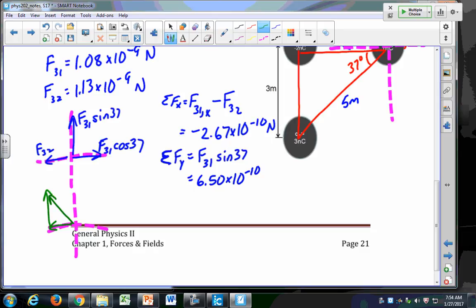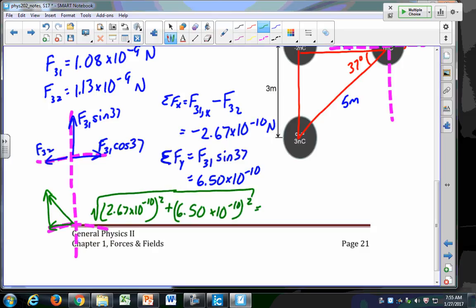So I need to do two things. I need to find its magnitude, and I need to find its direction. To find the magnitude, I do the Pythagorean theorem. Square root of 2.67 squared plus 6.5 squared, and that's equal to 7 times 10 to the minus 10. So that's part of the answer.